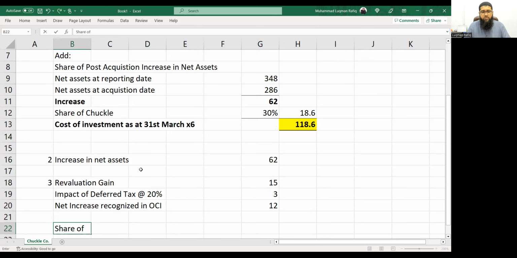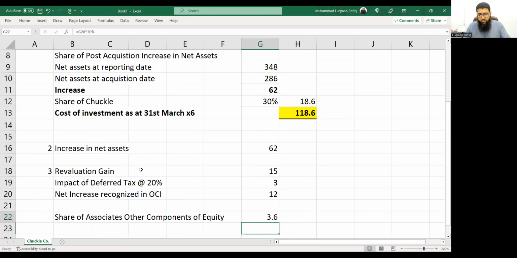Share of associates' other components of equity is going to be this multiplied by 30%. So the share of associates' other components of equity is going to be 30% of that. So it's going to be 3.6.